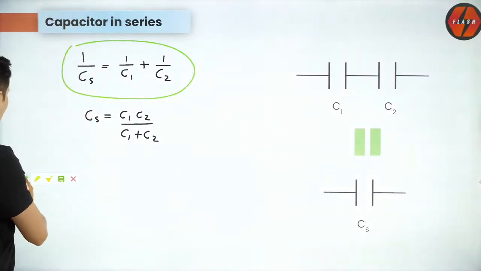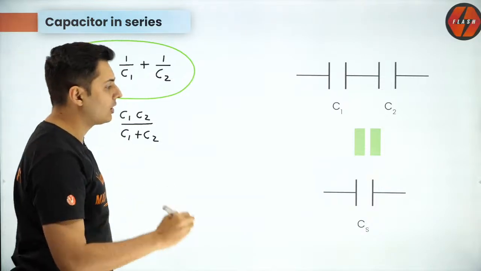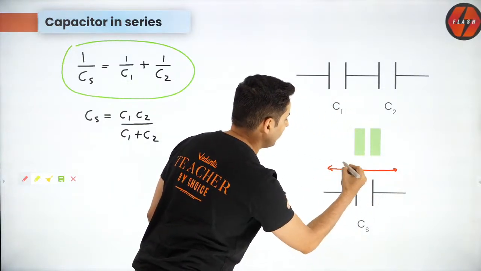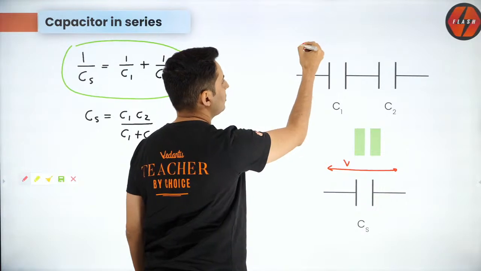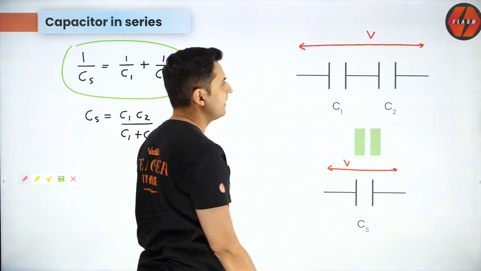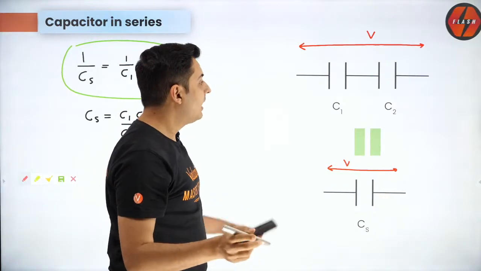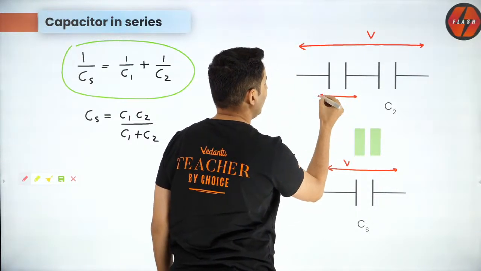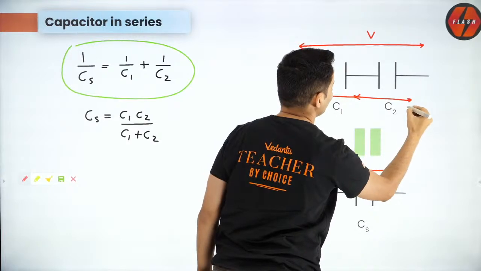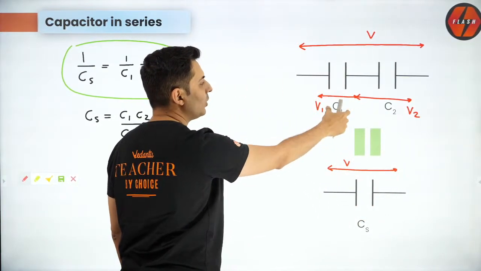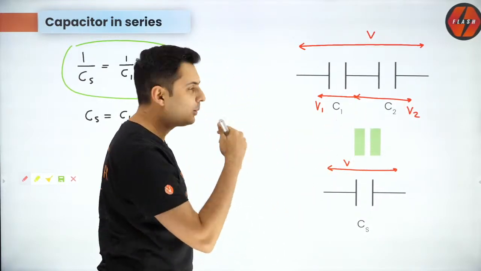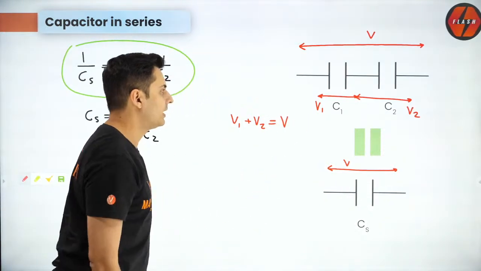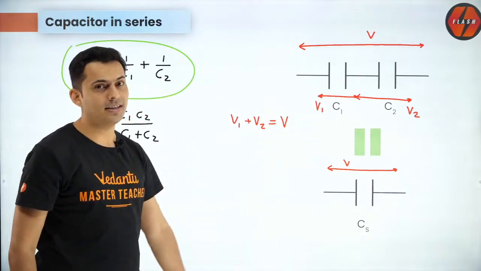Now, what is the same and what is not the same in these capacitors? So let's talk about it. Imagine the equivalent capacitor has a voltage difference of V. Then these two capacitors together naturally should have a voltage difference of V. But what will happen for individual capacitors? Well, the voltage difference won't be V. In fact, it will be V1 and V2. This capacitor has voltage drop V1, that capacitor has voltage drop V2. In fact, V1 plus V2 will be equal to the total voltage drop. So voltages get divided. Understand that.